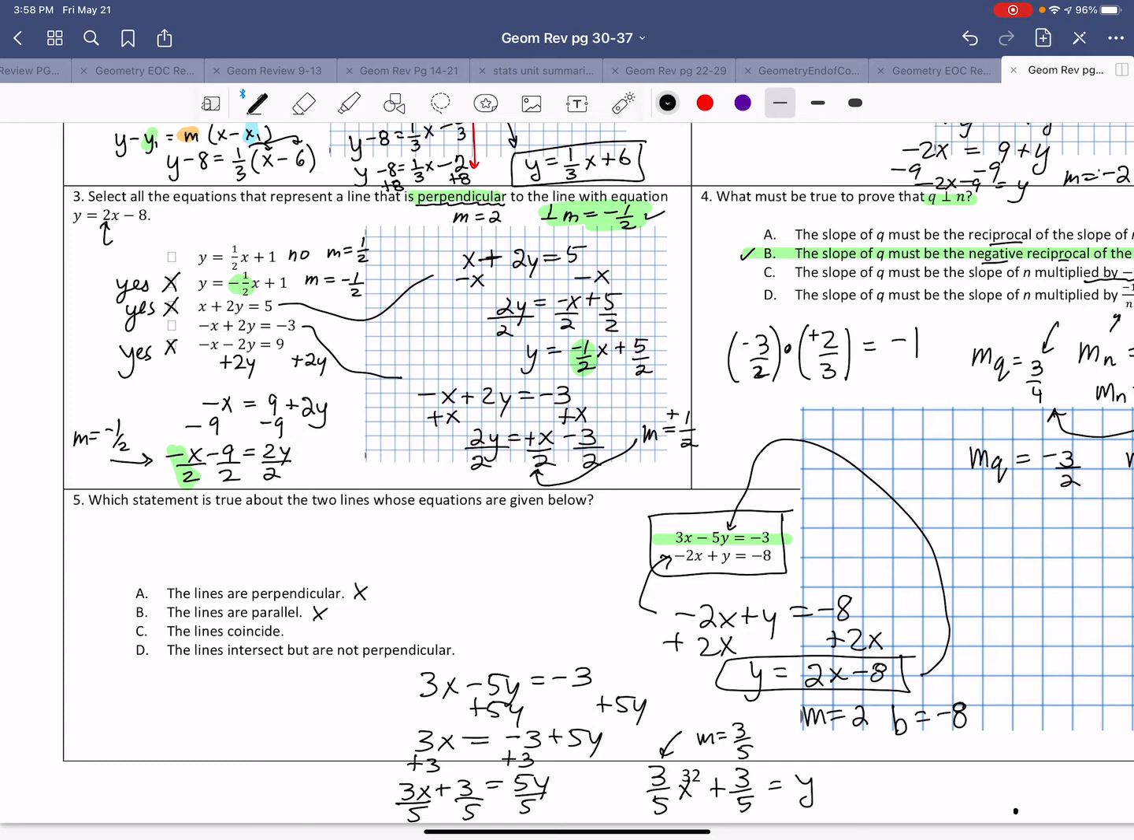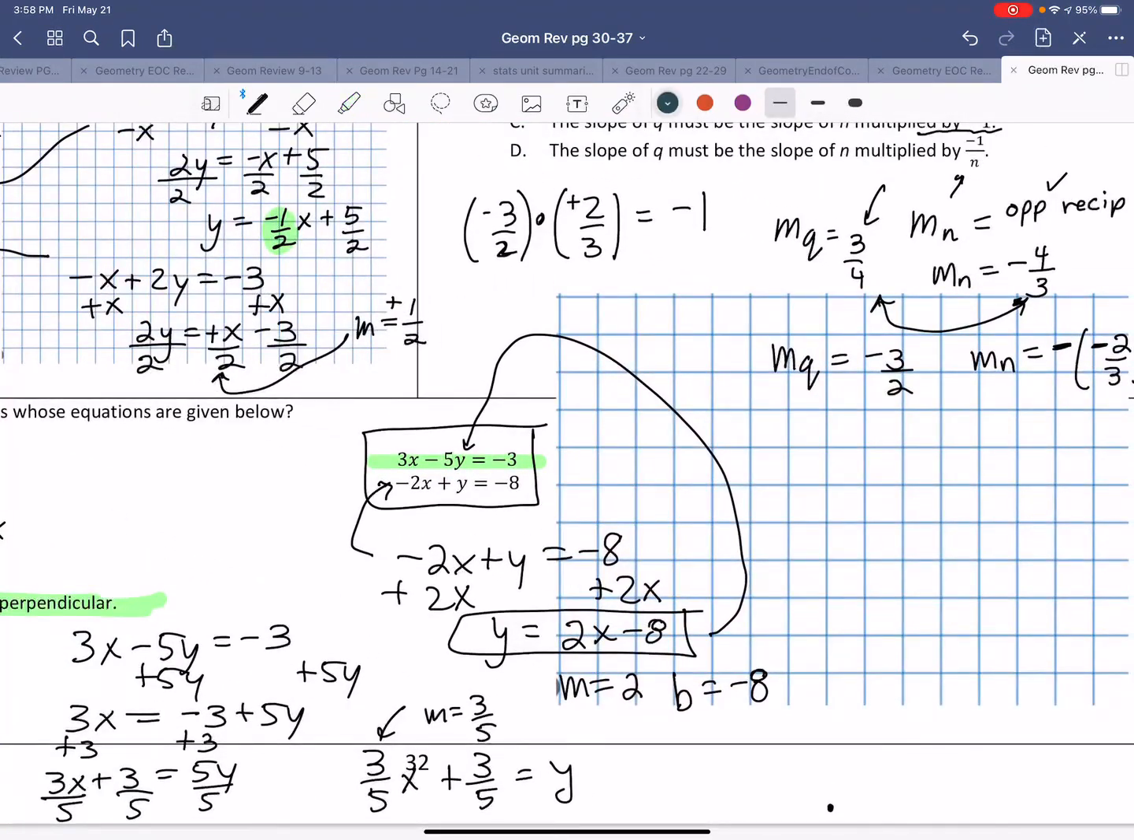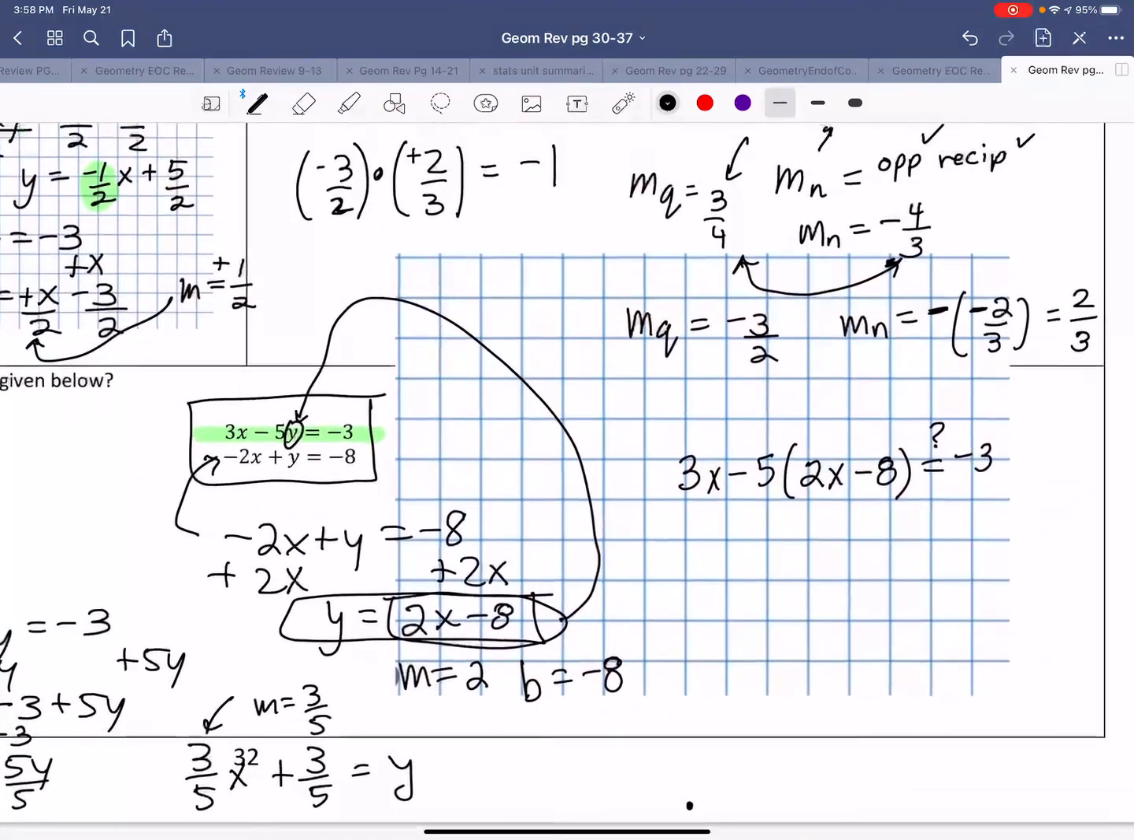They're not the same slope. I don't even know what cosine means, but it says they intersect. So I think it's this one, but let's figure it out. We know they're not perpendicular, but how do I figure out if they intersect? Well, that's what I was about to do here. I'm going to plug this in for y and see if I get a number. So 3x minus 5 times the quantity 2x minus 8. Does this equal negative 3? If it does, then they do meet.